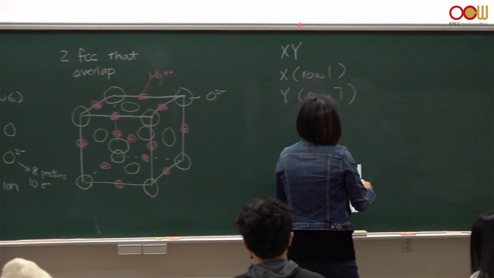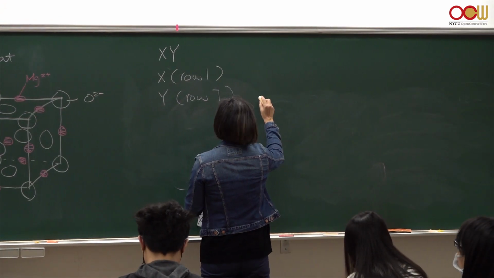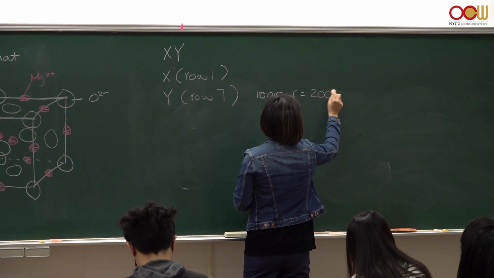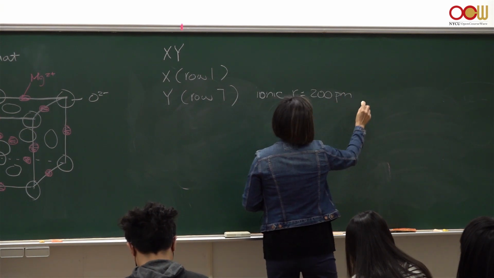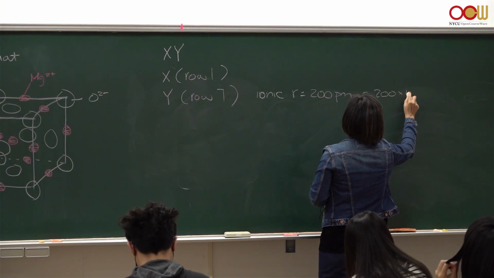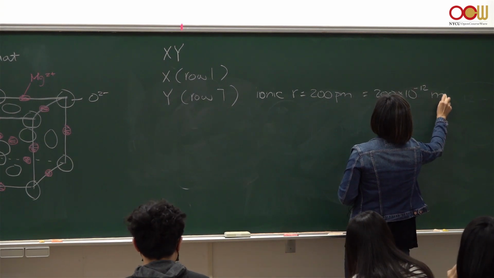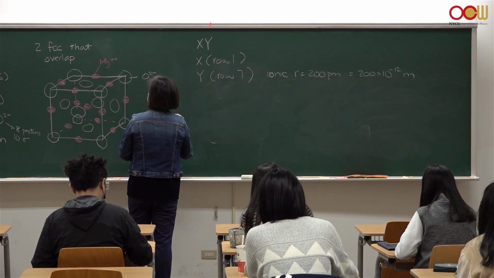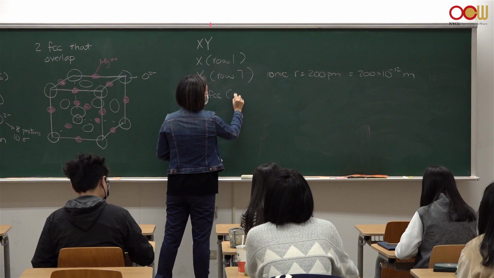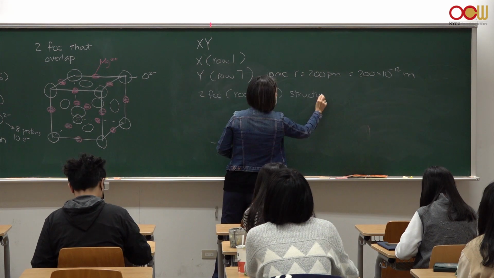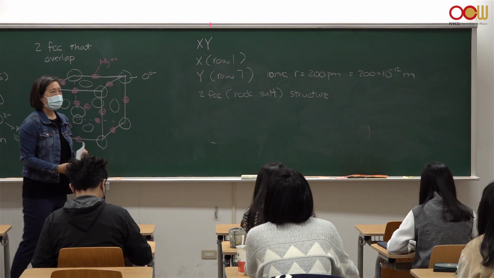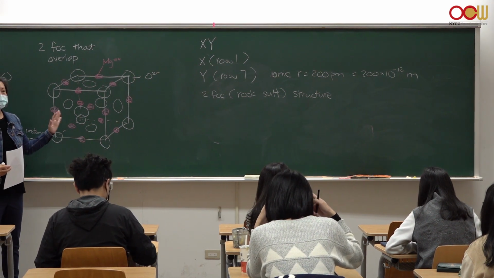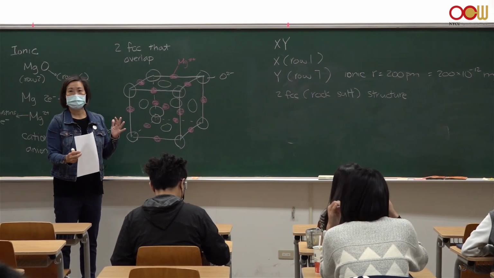Good. And Y has an ionic radius of 200 picometers, or 200 times 10 to the negative 12 meter. And I tell you that it has this kind of structure. It's also called a rock salt. So XY has a structure that's very similar to magnesium oxide, 2 FCCs overlapping by 0, 1/2, 0.